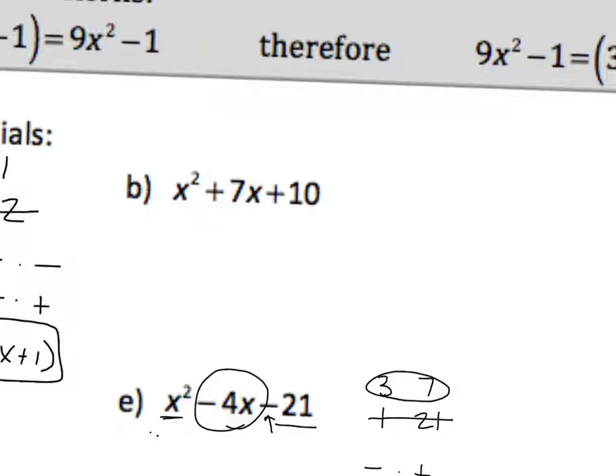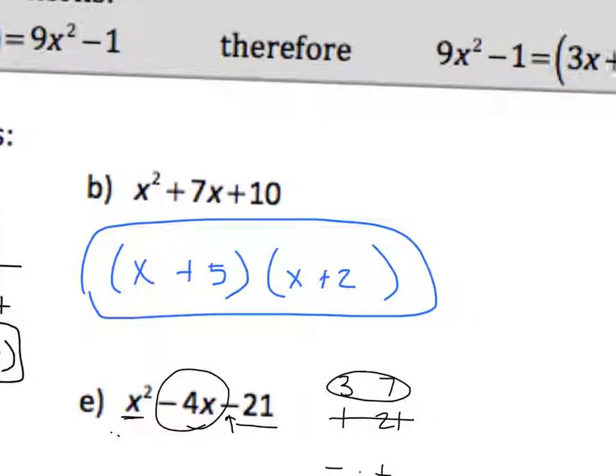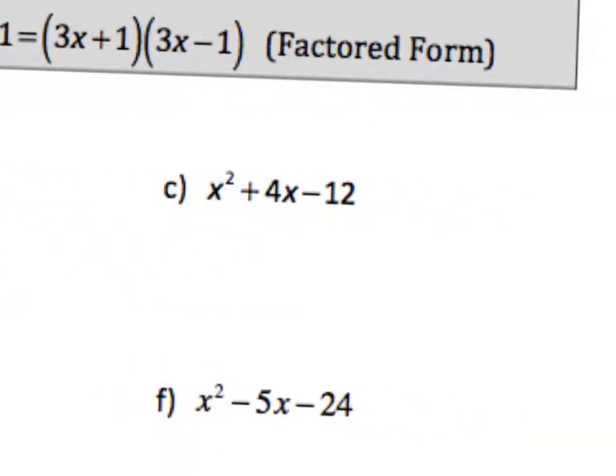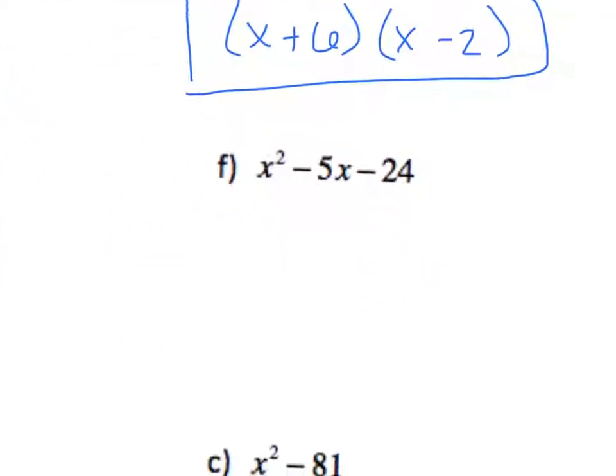Okay, so for B, hopefully you got the chance to try them. For B, your answer would be x plus 5 and x plus 2, and again, you could have written that the other way around, x plus 2 and x plus 5. For C, your answer will be x plus 6, x minus 2. Again, you could have flipped those around as long as the minus was with the 2 and the plus was with the 6.